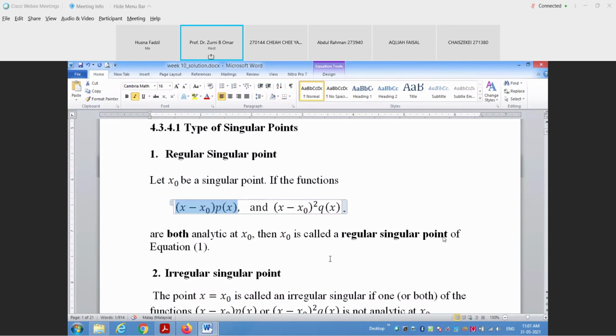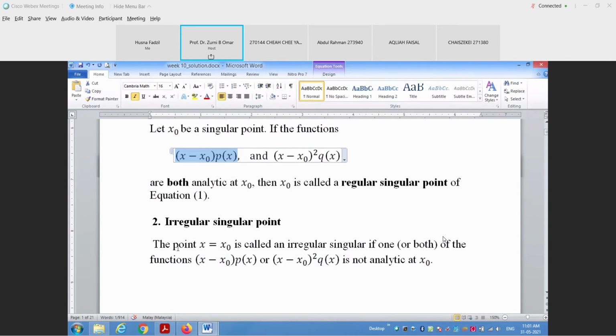If either one of them is not analytic, then it's called an irregular singular point. So the point x equals x naught is called an irregular singular point if at least one or both of these functions is not analytic at x naught. Regular if both are analytic. If one of them is not analytic, that is called irregular singular point.